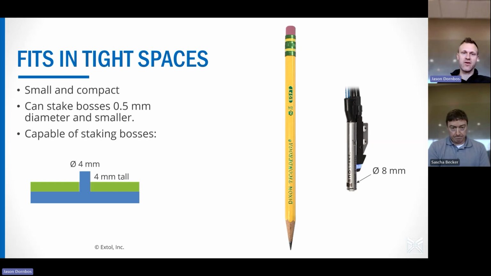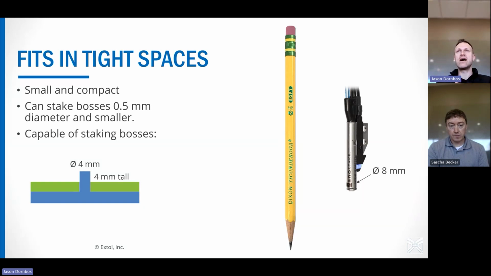InfraStake, as we were showing earlier, produces the strongest stakes and the tightest stakes. Strongest because we're heating the whole boss before we form it, and tightest because we're clamping every single stake point independently with pressure to keep it tight throughout the process. nanoSTAKE does not have independent clamping. You have to have auxiliary clamps to clamp your parts together for nanoSTAKE.